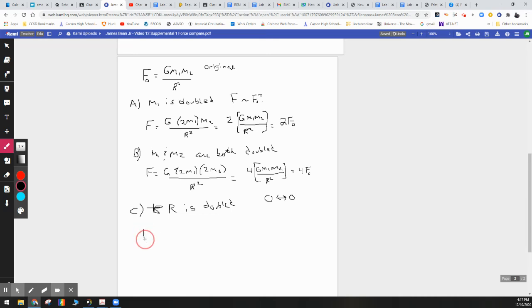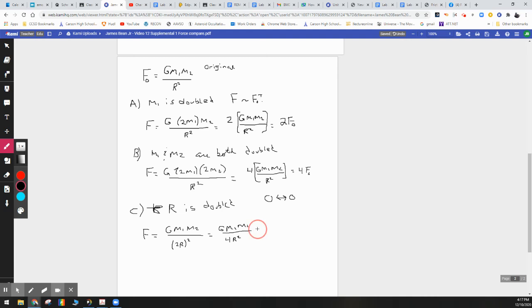All right, so here's the new situation. Here's F, and G is left alone. m1 is not involved. m2 is not involved, but r is doubled, so it's going to be 2r. Now you got to be careful here. You got to put in parentheses. It's squared, right? So this ends up being G, here is my m1, here is my m2, and this is going to be 4 times r squared.